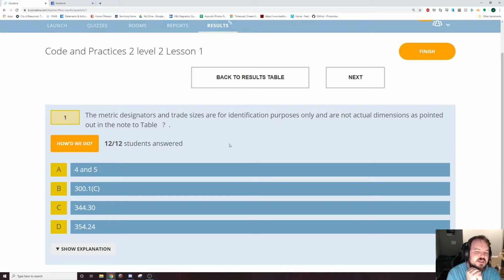The metric designators and trade sizes are for identification purposes only and are not actual dimensions as pointed out in note to table. So questions like these are really easy because it gives you 4 places in the code book to look, and one of them is going to be where it says the answer.